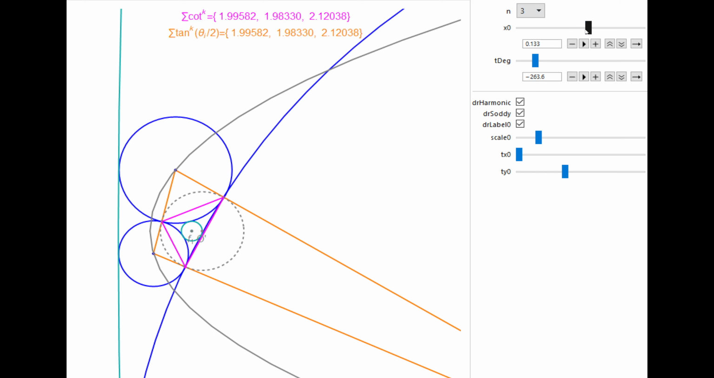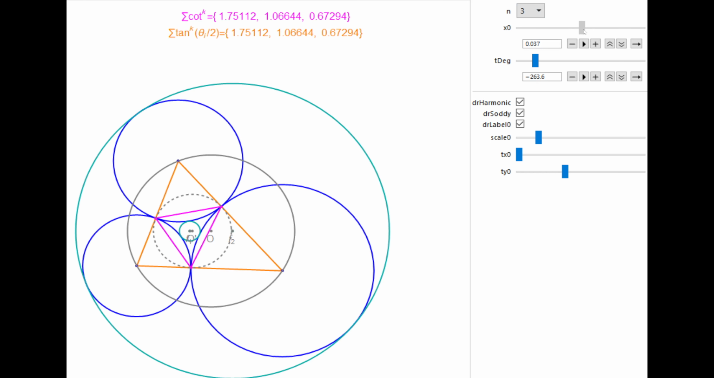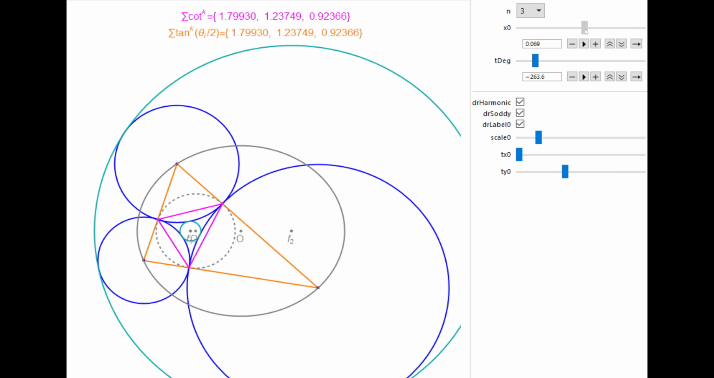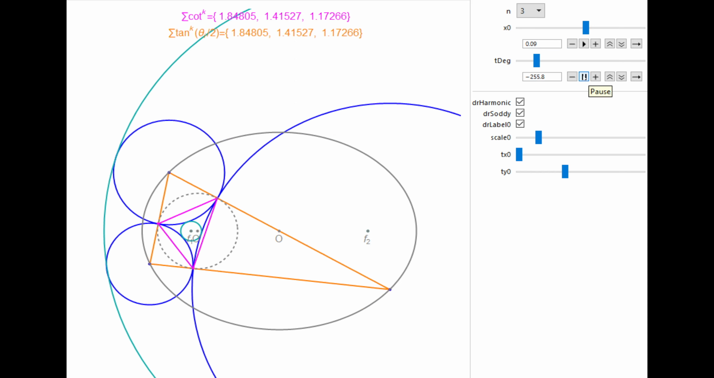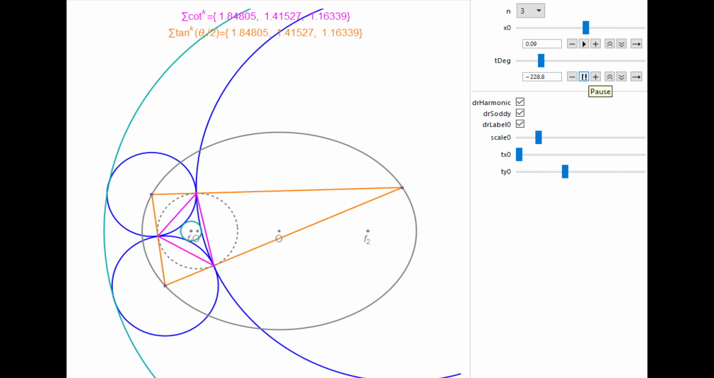Is this always the case for n equals 3? Let's see here. Yes, it is. Whoa. So the sum of tangents, the sum of cotangents, and the sum of half-angle tangents, to whichever power is conserved, they are the same value for n equals 3. So there you go. This is a new property I wasn't aware of.